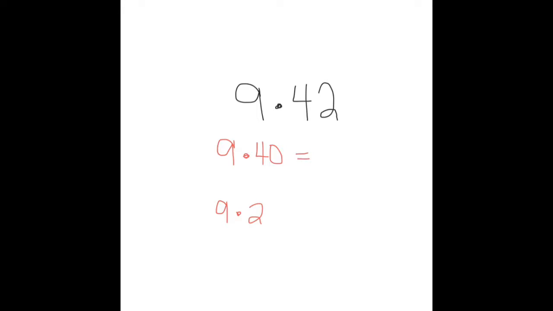But 9 times 40 is the same thing as 9 times 4, which equals 36. And we just add a 0 to it. And then 9 times 2 is 18. And when we add these two numbers together, we get 378.